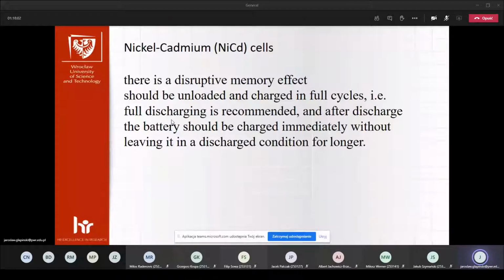Okay, so it should be charged and discharged in full cycles, because otherwise we will have this memory effect, and we will not be able to store all of the energy we could store in the cells.